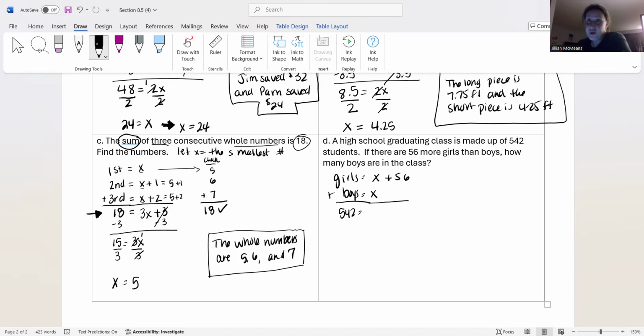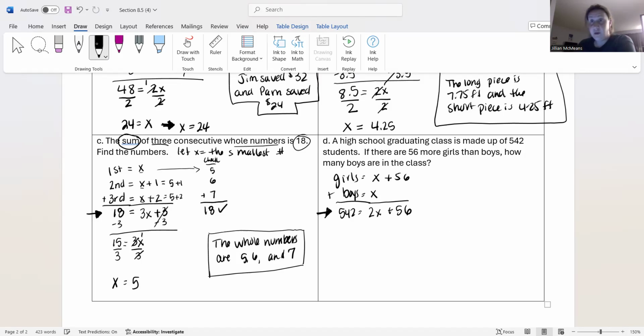Okay. And then we just want to combine like terms. So we have X plus X. Well, that's 2X. And then we have nothing to combine with our 56, so we can just drop it down. Okay. So we have 542 equals 2x plus 56. We've got a pretty straightforward equation to solve here.